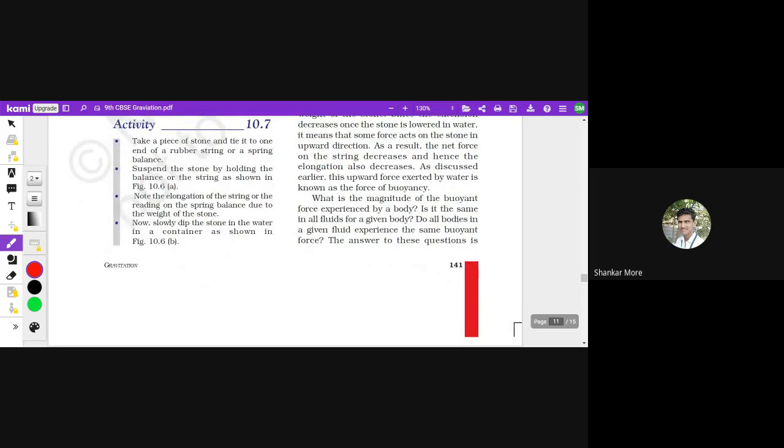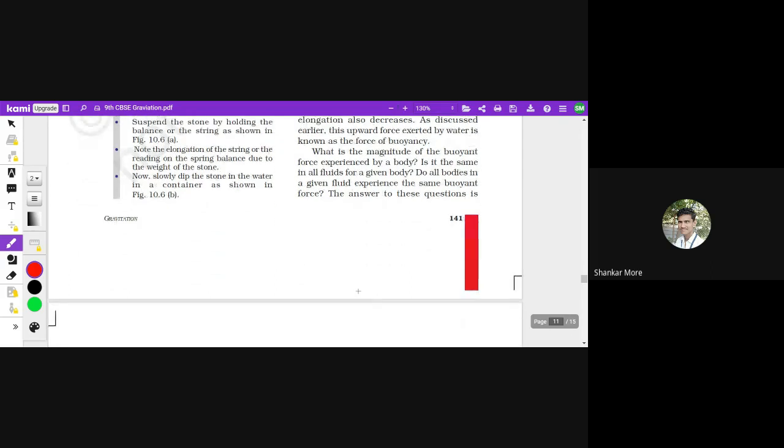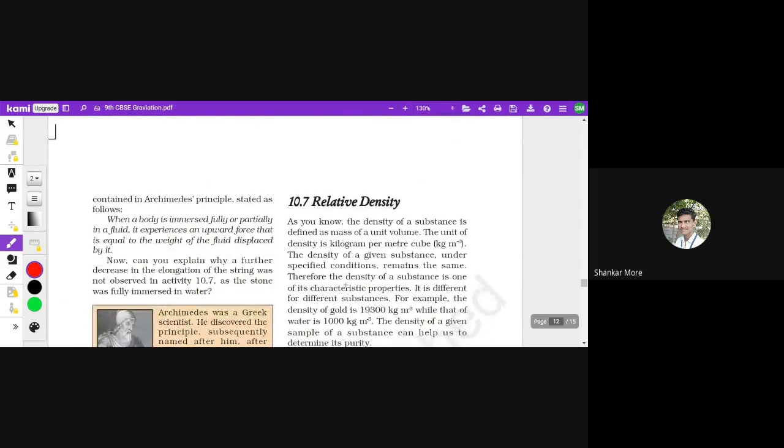What is the magnitude of the buoyant force experienced by a body? Is it the same in all fluids for a given body? Do all bodies in a given fluid experience the same buoyant force? All these questions can be answered by Archimedes' principle, which states that when a body is immersed fully or partially in a fluid, it experiences an upward force that is equal to the weight of the fluid displaced by it.